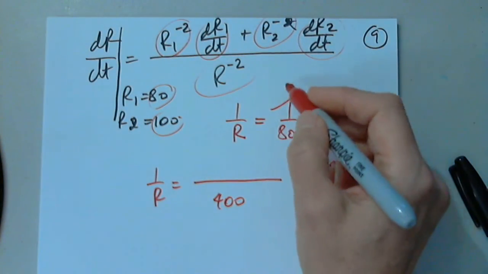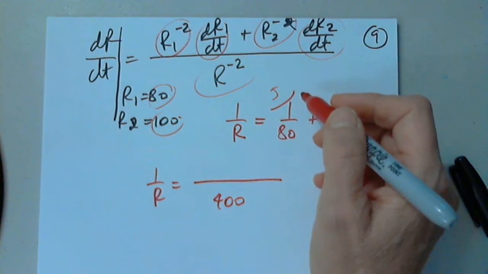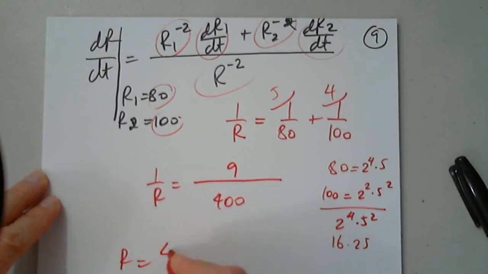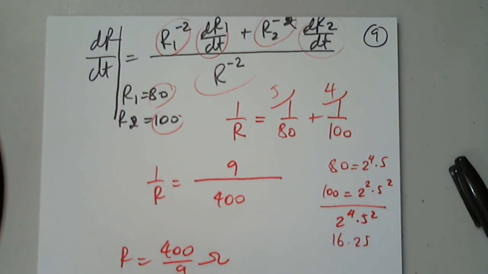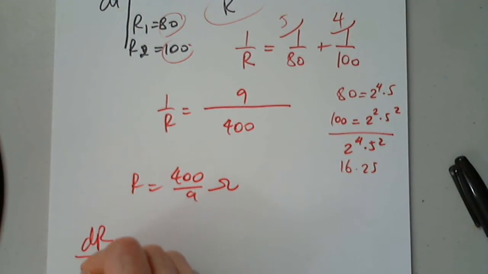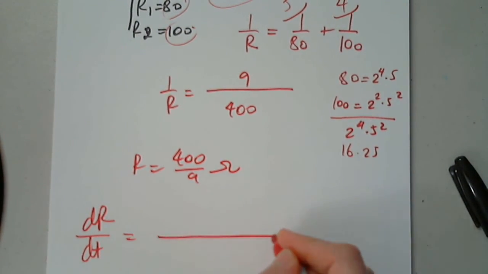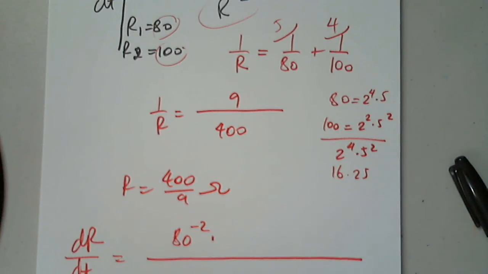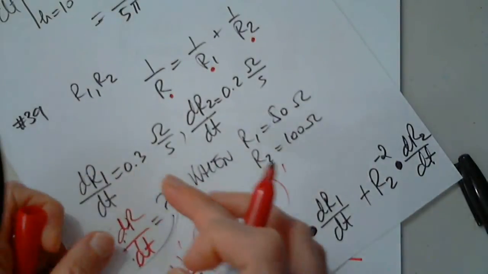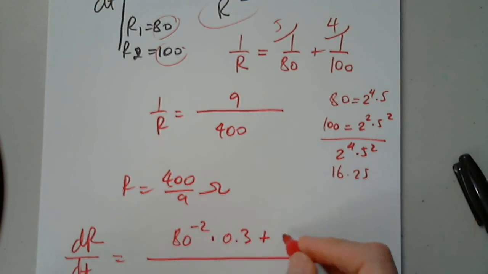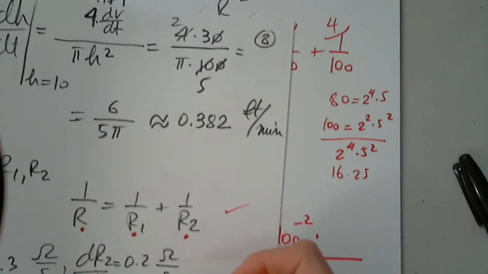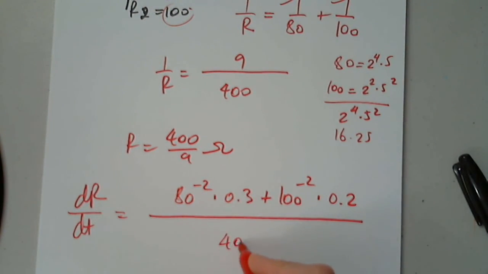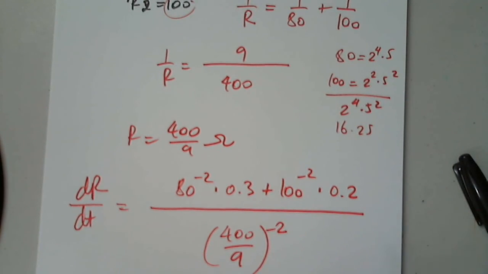So then this one needs 5, and this one needs 4. So this is 9 over 400, and I flip. So then r equals 400 over 9 ohm. Okay, so finally, dr over dt is 80 to the negative 2 times dr1, 0.3, plus 100 to the negative 2 times 0.2. And in the denominator, we have 400 over 9 to the negative 2.